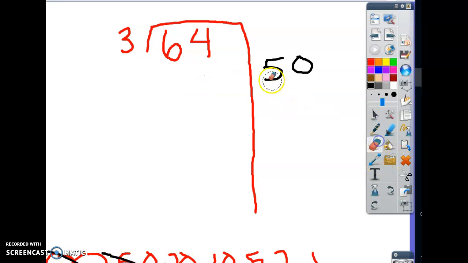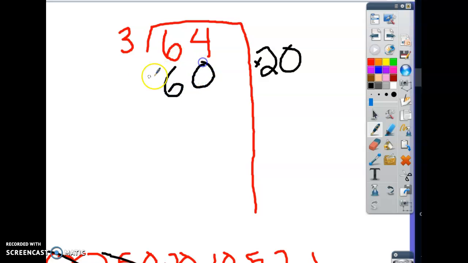So now I'm going to try 20. 3 times 20. What is 3 times 20? Good, 60. So 60 is close to 64 without going over. So we're going to use 60. And now we're going to subtract. 64 minus 60 is 4.